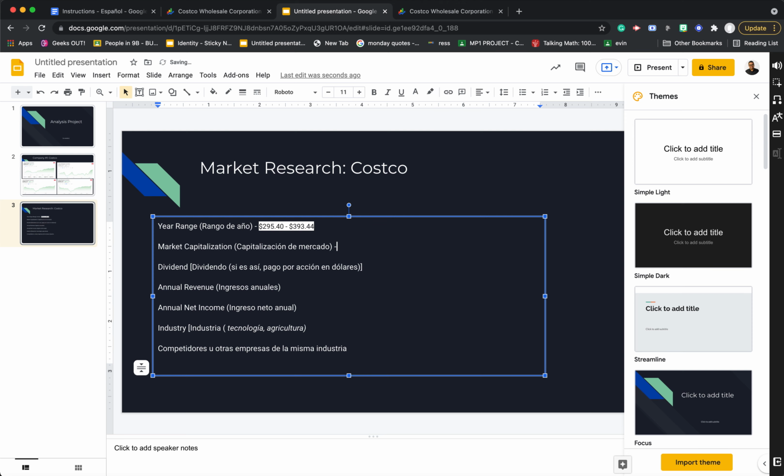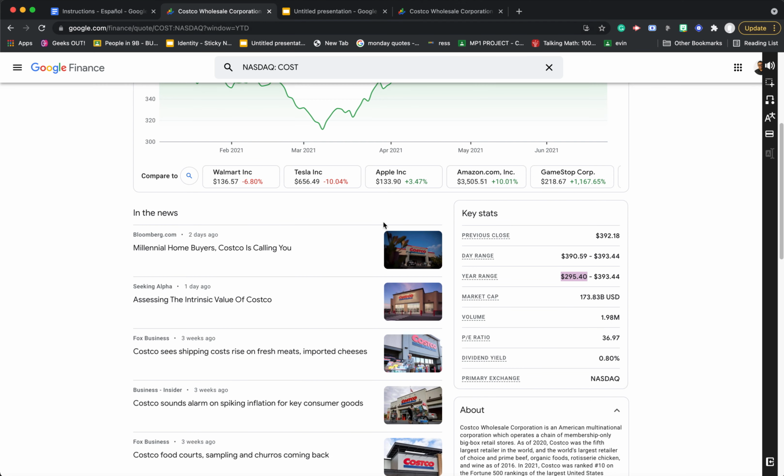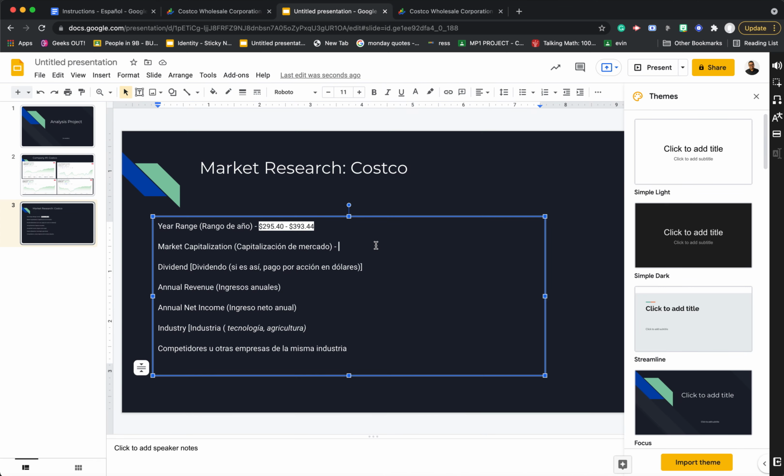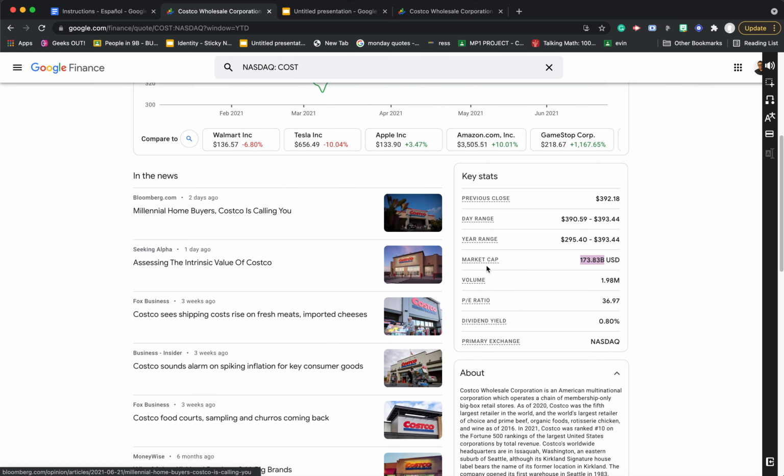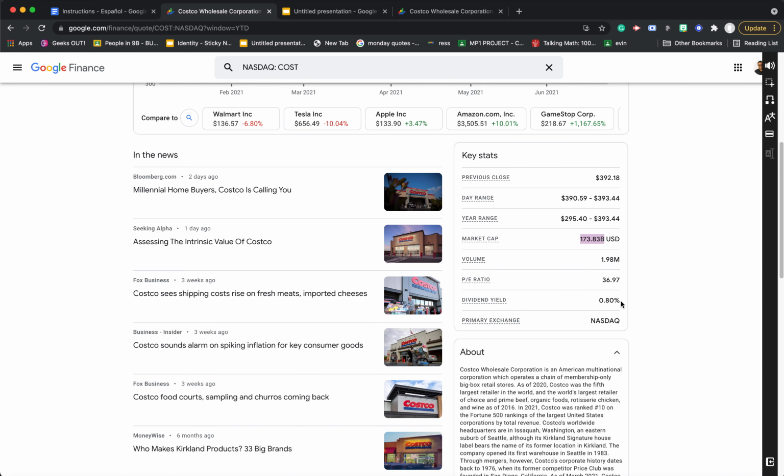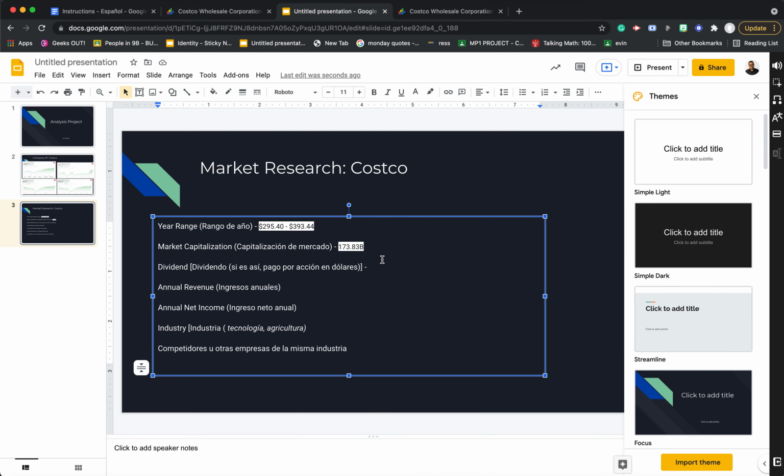Okay, now let's see if we can find the market capitalization. The market capitalization is right here. This is $173.83B, which stands for billion. So I'm going to put that in here. All right. The dividends, this is the amount of money that the company pays you if you hold on to their stocks for a long time. They give out 0.80%. So their dividend yield is 0.80%.